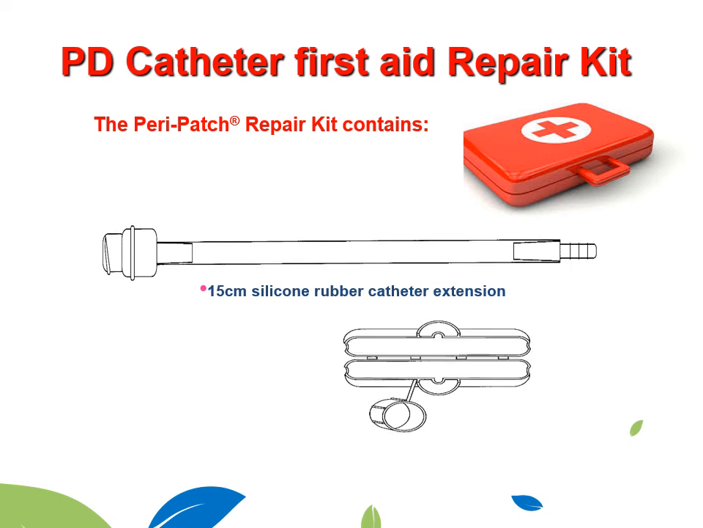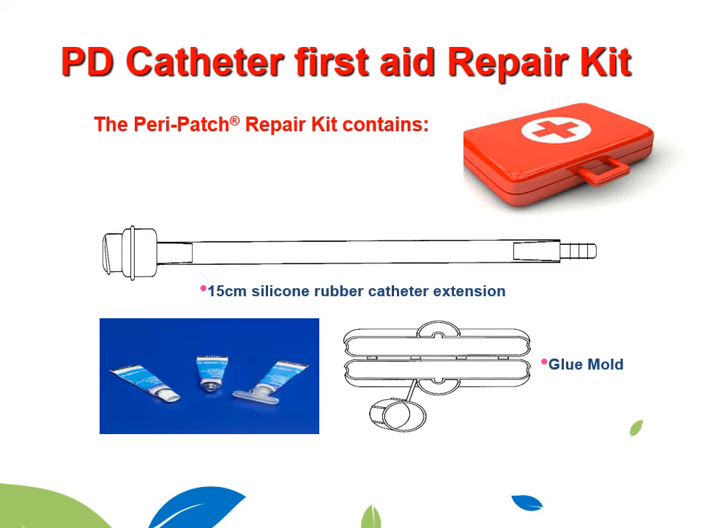Then you have this glue mold with this high-grade medical silicone adhesive. If the catheter had any cracks or any leaks from the external part, you can put some glue all around here in this mold, put this shield all around, and just close this mold, and after 20 minutes you can open it up, and the catheter is totally sealed and perfect to be used. And then, at ease, you can arrange for catheter exchange later on.